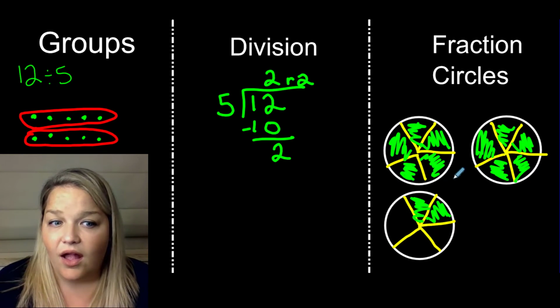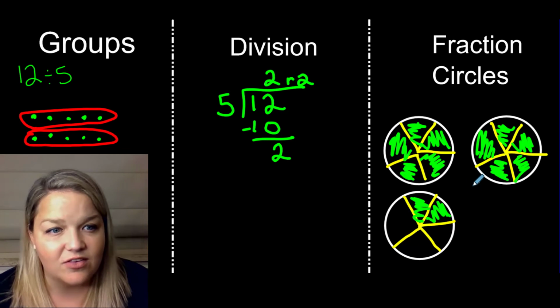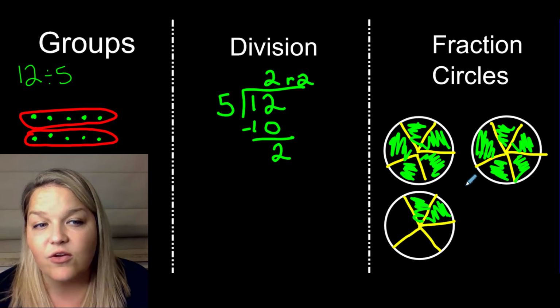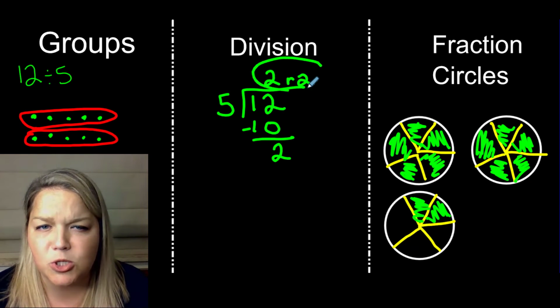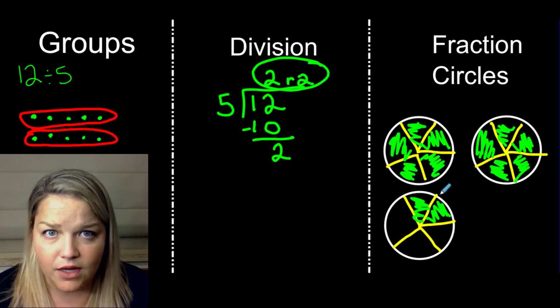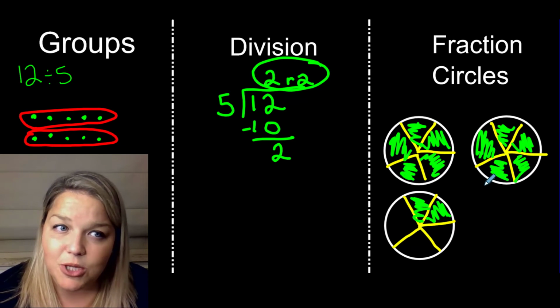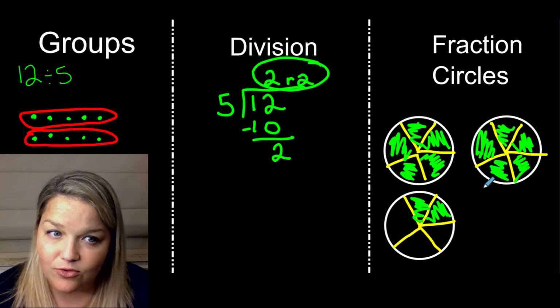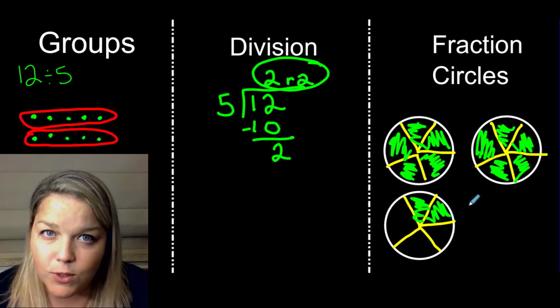So I want you to look at your fraction circles for a minute and see if there's another way that you can express 2 remainder 2 in a more mathematical way. If I had given you just the picture of these fraction circles and I said, what number does this represent? What would you have said?